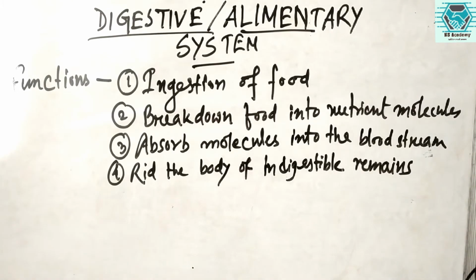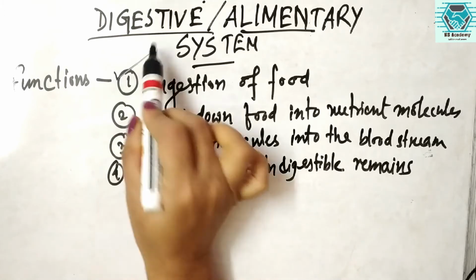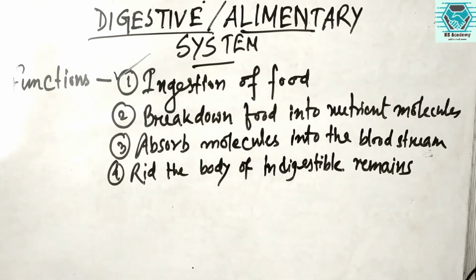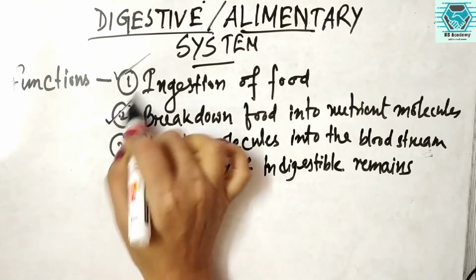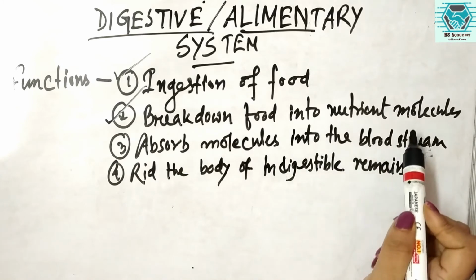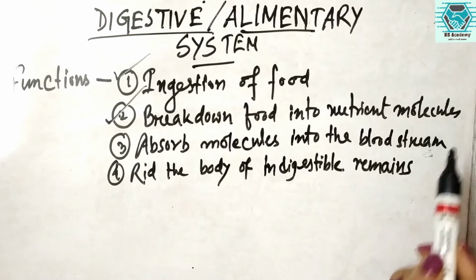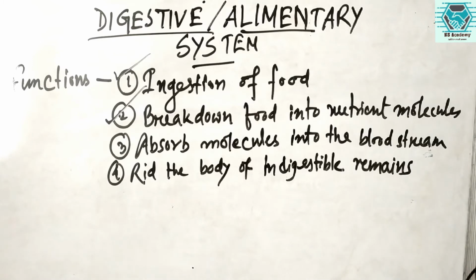So briefly, the functions of the whole digestive system. Number one, ingestion of food. It means whatever food we eat, the system helps the food to swallow. Next is breakdown of food into nutrient molecules, which we have discussed earlier: the carbohydrates become glucose, protein becomes amino acids, fat becomes fatty acids and glycerol.